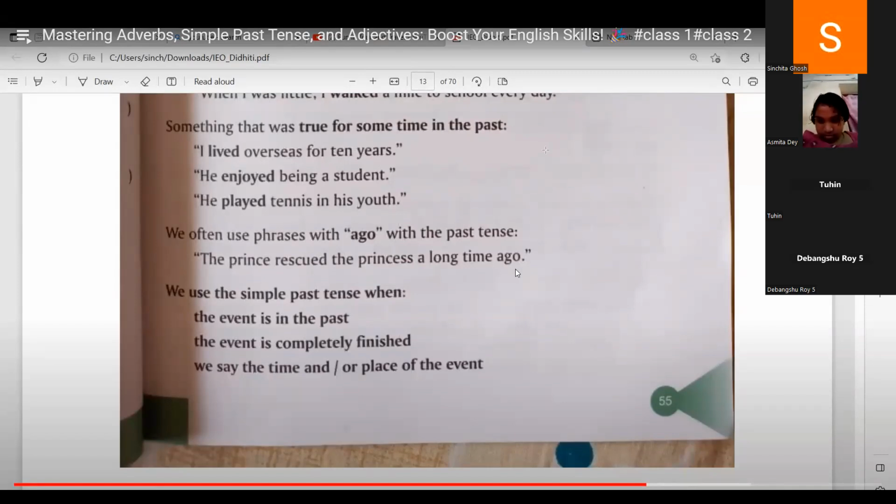The tree was very small a long time ago. Very good. You just have to omit before and write a long time ago, because a long time ago means before. Okay, the next class will start at 1:58, Ashmita. This class will end and immediately the next class will get started. Okay. Now, Debanshu, can you read it from here, beta?